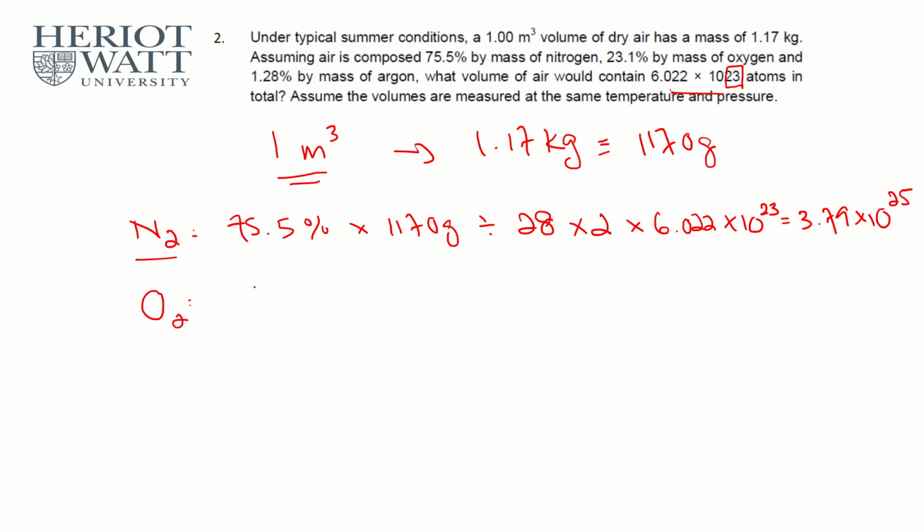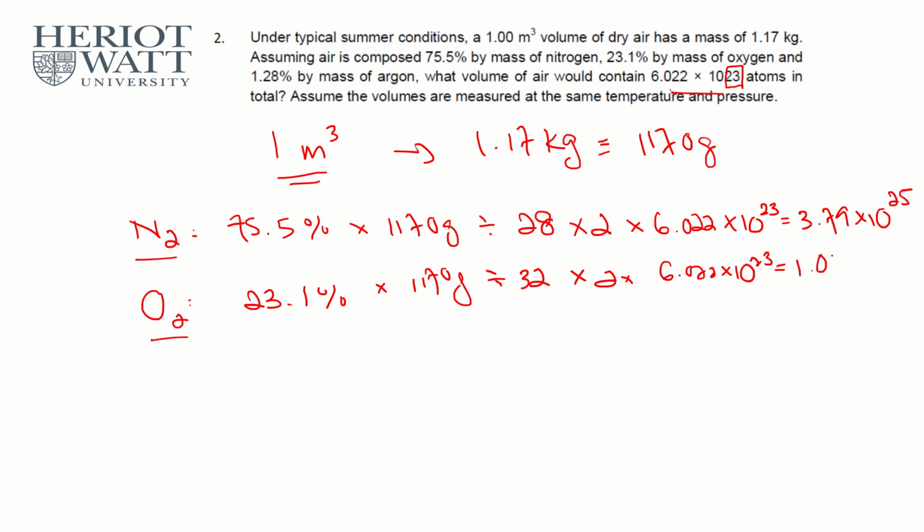Now the same goes to oxygen. We do the same calculation, just according to the percentage. 23.1% multiplied with 1170 grams divided by the molar mass of oxygen molecule, which is 32, and then you times 2 because you have 2 atoms in it, and then times Avogadro constant, you will get the total number of oxygen atoms, which is 1.016 times 10 to the power of 35.